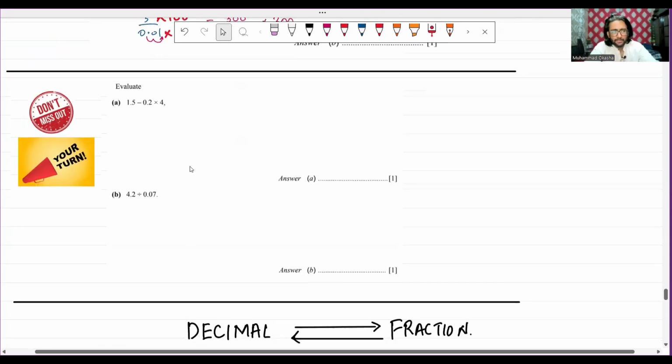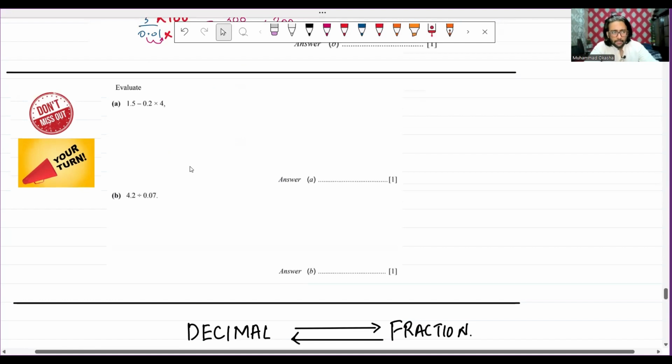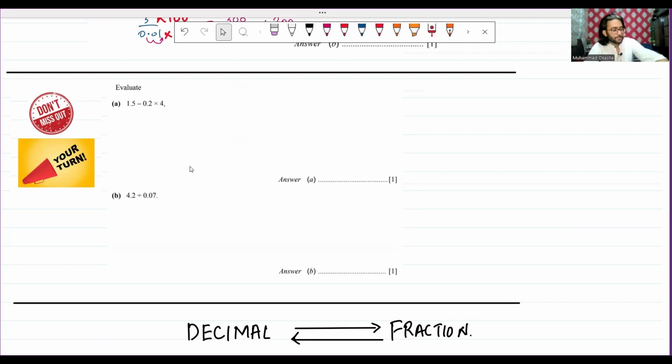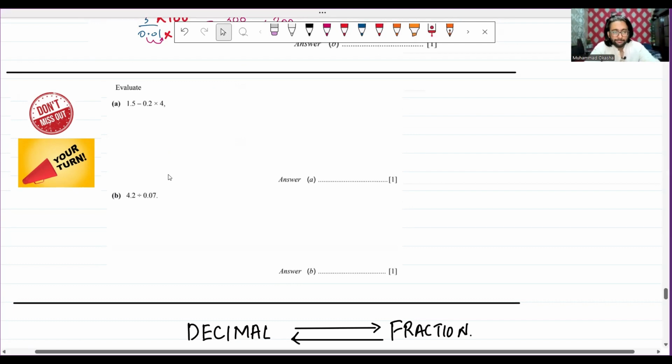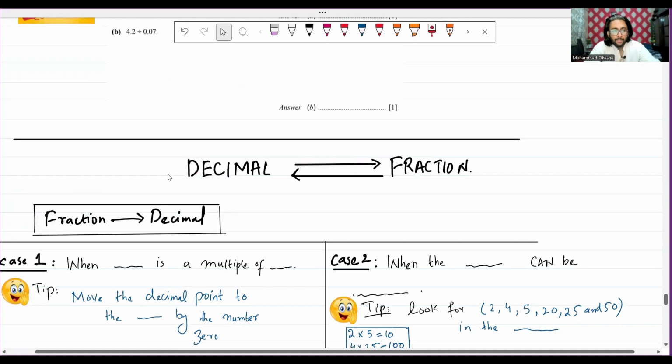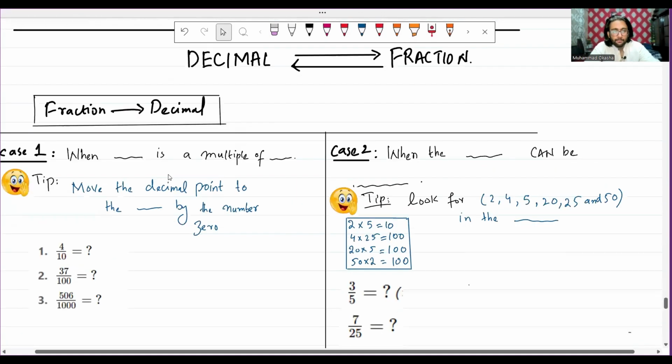I'll let you do this by yourself. This is very, very simple. I'll really encourage and recommend that you pause and do it. Right, next, converting decimal into fraction.